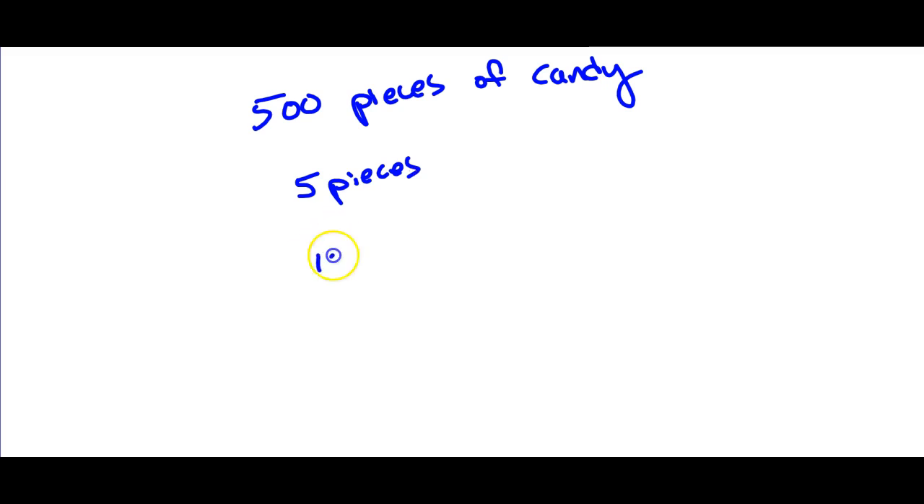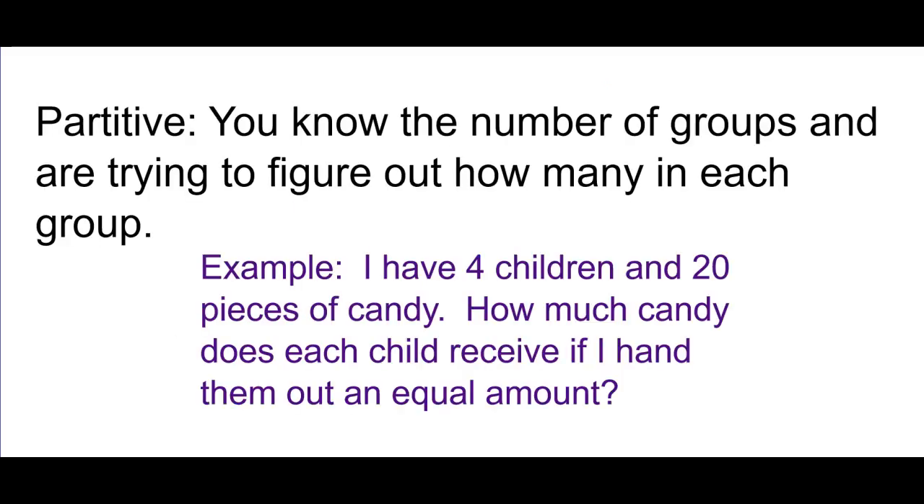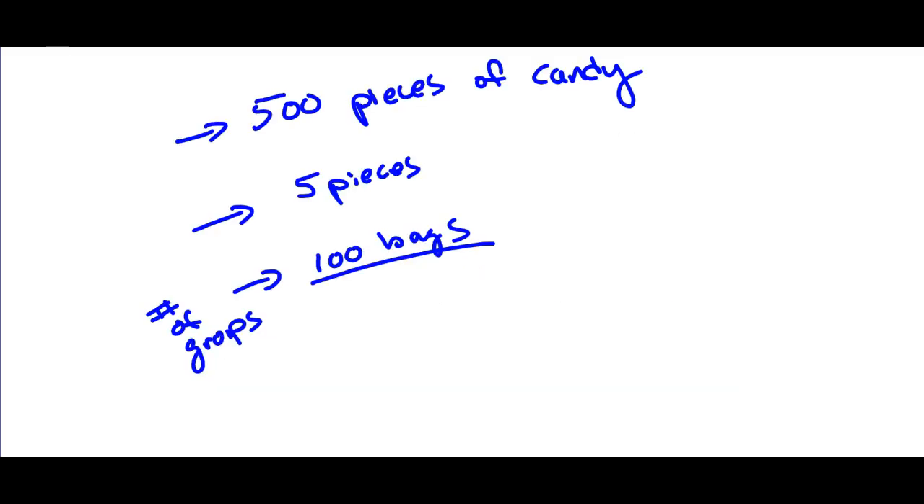So I could make 100, right? So I can make 100 bags. So here I'm starting with a total amount. I know how much goes in each group, and this tells me the number of groups I can make. So in this case, this is quotative division because I'm figuring out how many groups. So when you're figuring out how many groups, it's quotative. And when you're figuring out how many go in each group, like we did with the original one, that's partitive. So there's an example of partitive division. That's my made-up example on the spot there of quotative.